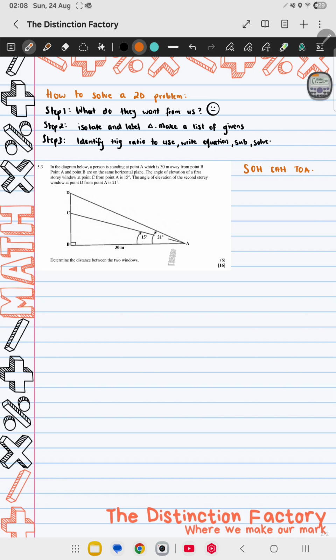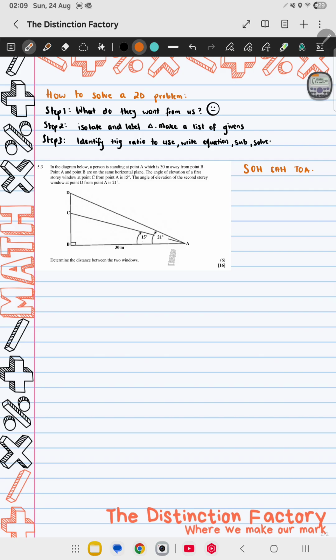Step 2 says that we need to isolate and label the triangle. Isolating the triangle is not a necessary step, but it does make it easier for us when we're starting off with 2D trig questions to identify what we have and not mix it up with other givens. Then it says that we also need to make a list of the givens that we have. So once we label the triangle, we can list those things down.